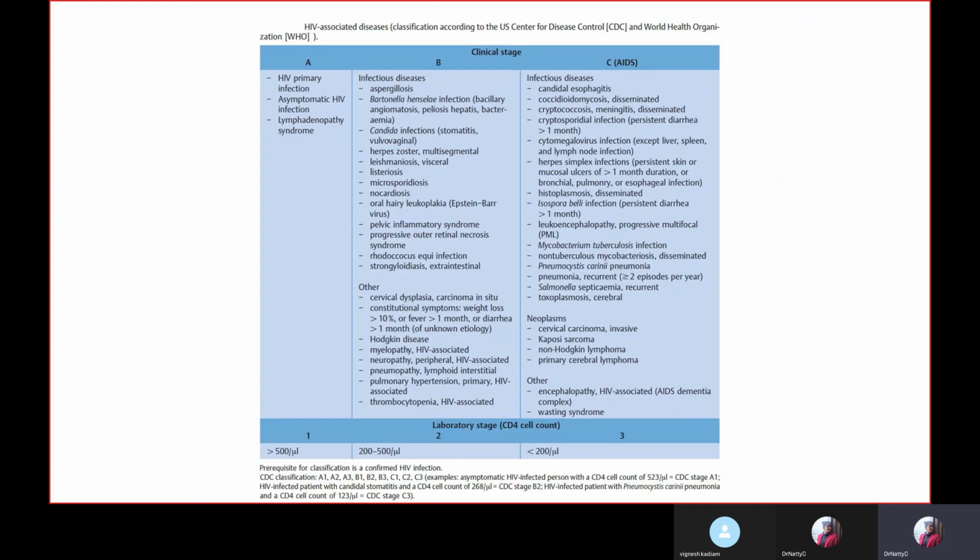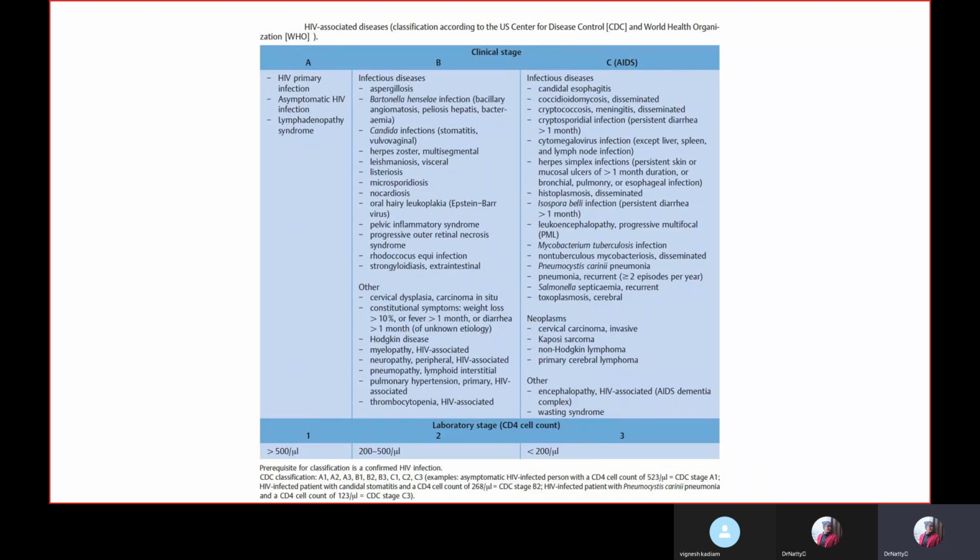Now, how do you group them? The WHO has given some grouping related to clinical stage and laboratory stage. For the laboratory stage, as I mentioned, stage 1 is if the CD4 cell count is more than 500, stage 2 is 200 to 500, and stage 3 is less than 200.